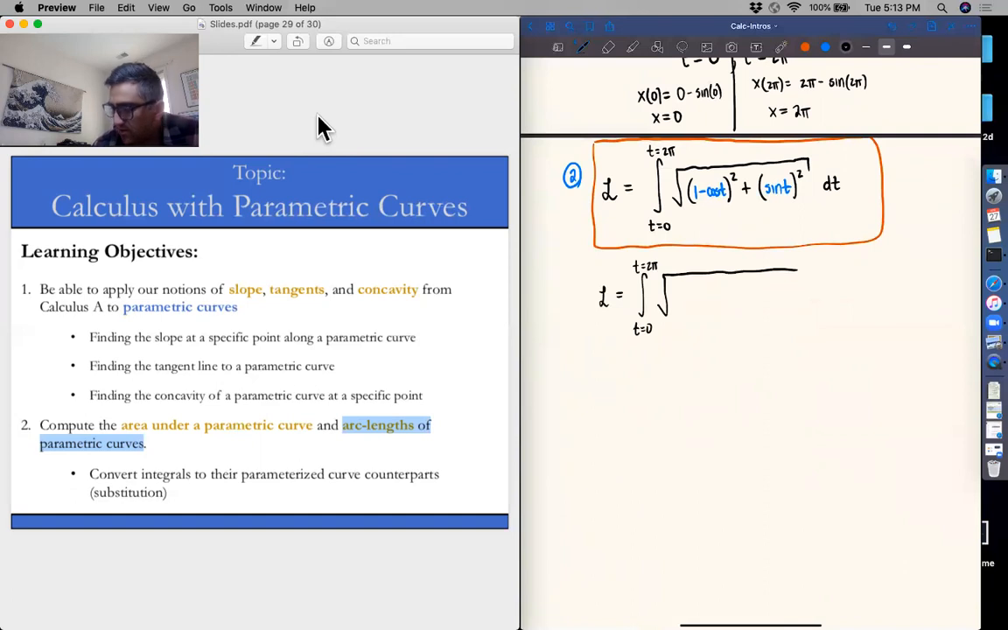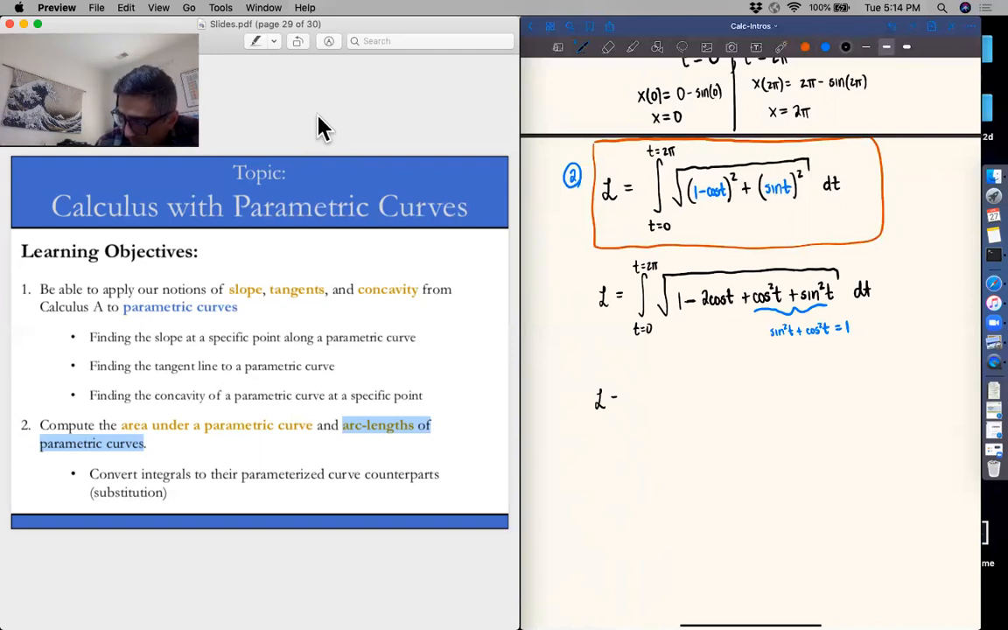So underneath that square root, if we simplify, we'll get 1 minus 2 cosine of t plus cosine squared of t plus sine squared of t. And this is looking like it could be a real big mess for us. But this is where knowing some trig identities can really help us out. For example, we know that sine squared plus cosine squared is equal to 1. So that whole thing, we can change into just a 1.